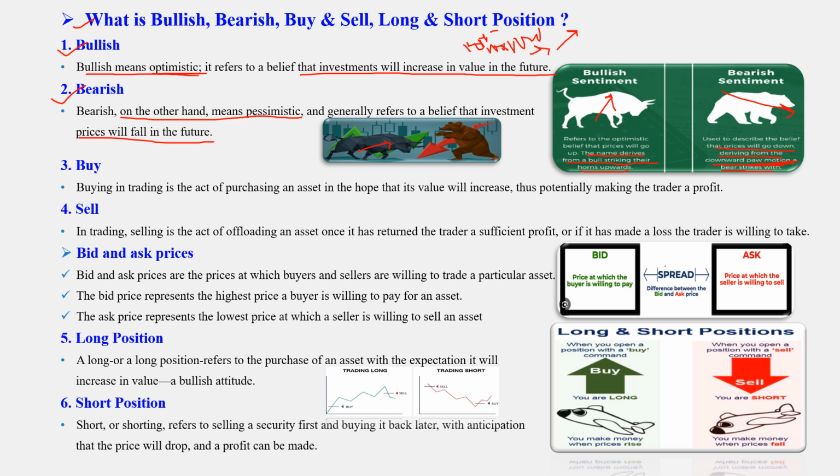Bull means a bull striking its horn upwards, which means optimistic. We are hoping the market will be going up and we can get some amount of profits, right? And bearish sentiments, these pessimistic views, are taken from the bear's downward motion as it strikes with its paw. So we are hoping the market or our investment will be going down, will fall in the future. So this is bearish, right?